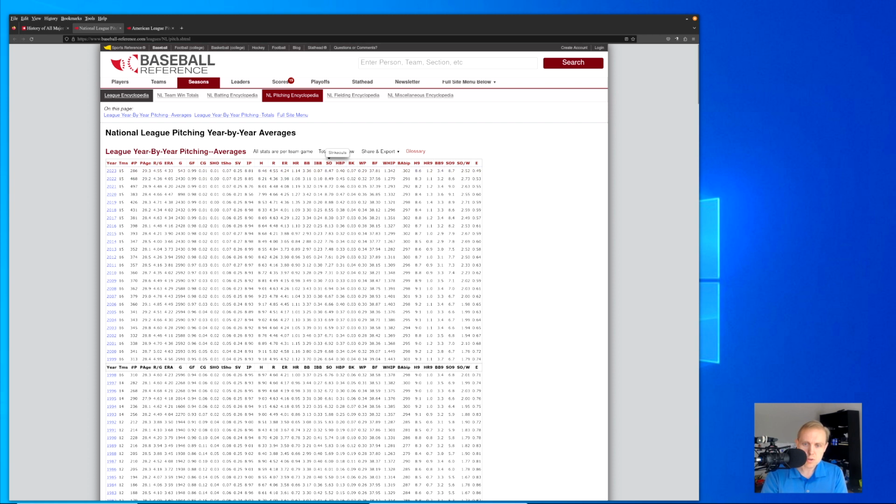We have two different ways of looking at walks. We can look here at bases on balls per game or per 9 innings. I don't know what you prefer; you can let me know. I prefer per 9 innings because then I don't have to worry about some random extra inning games, or some year having more extra innings than another, or random things like that happening.